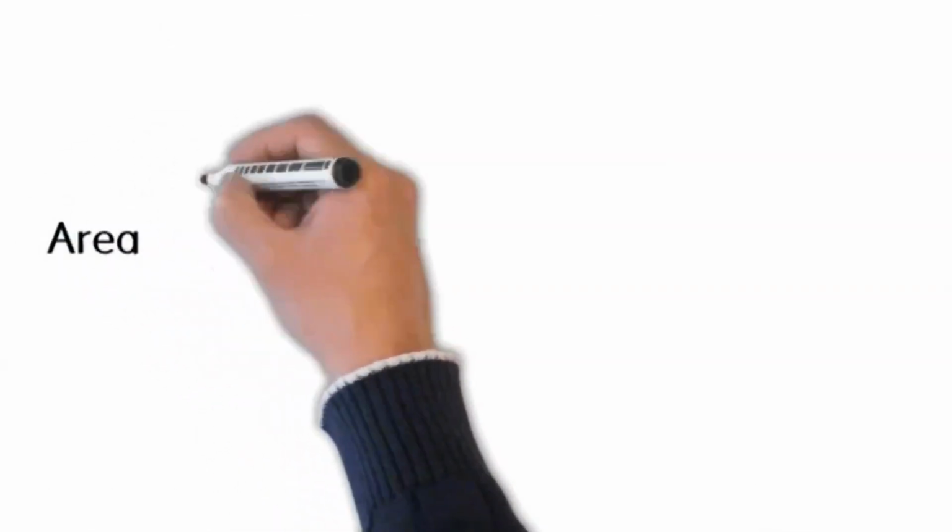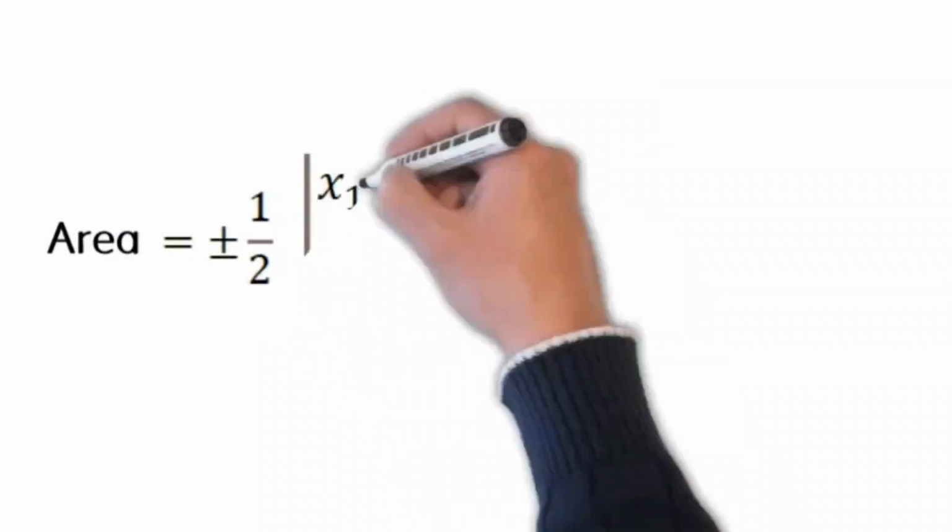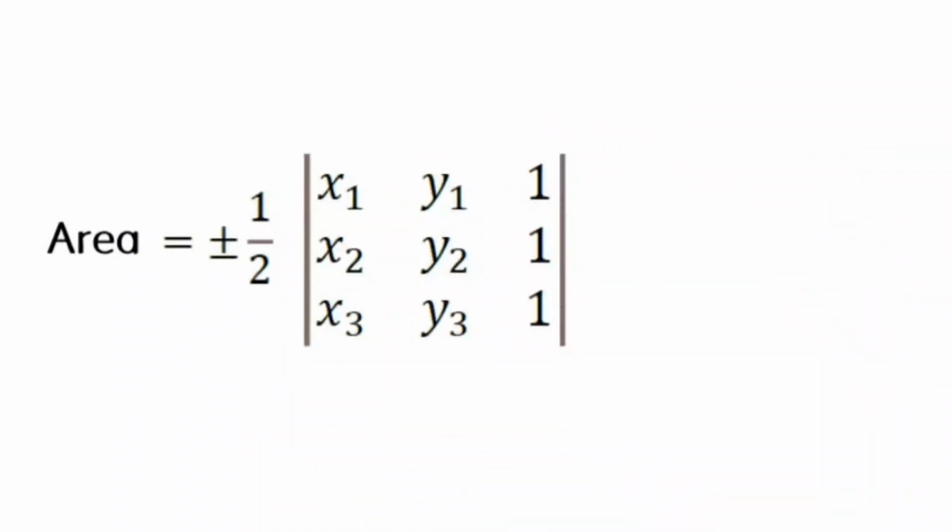So, the area is equal to plus or minus 1 over 2 times the determinant of the 3 by 3 matrix, where x1 and y1 represent the first point, x2 and y2 represent the second point, and x3 and y3 represent the third point. We have the plus or minus here, so if the determinant becomes negative, we multiply by negative 1 over 2, and if positive, multiply by positive 1 over 2, and you are good to go.